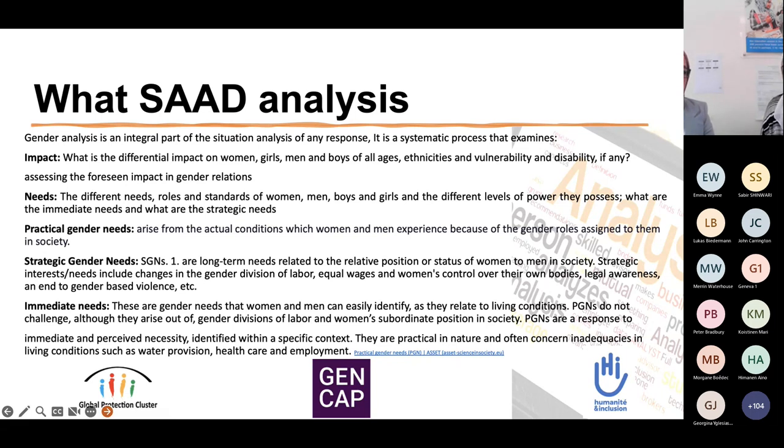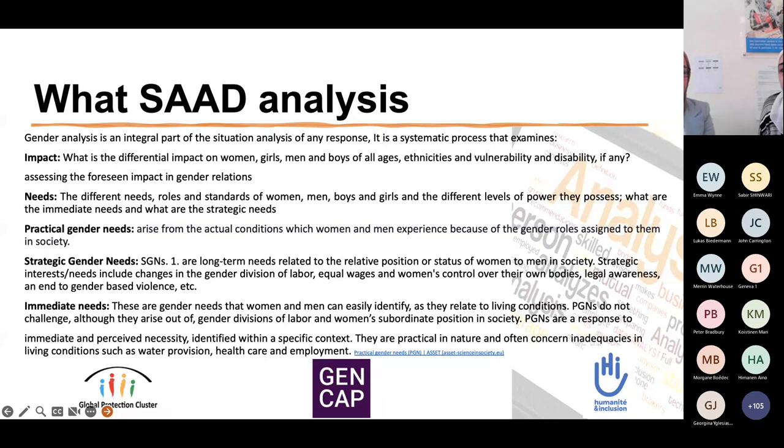Also, we are looking for the needs. And when we are looking for the needs, we are looking for the practical needs, strategic needs, and immediate needs. And there are some differences between those needs. So the practical needs are the actual conditions and the actual needs related to the role of some people. For example, women need some different non-food items than men, than elderly, than children. For example, we need diapers, we need formula for some children.